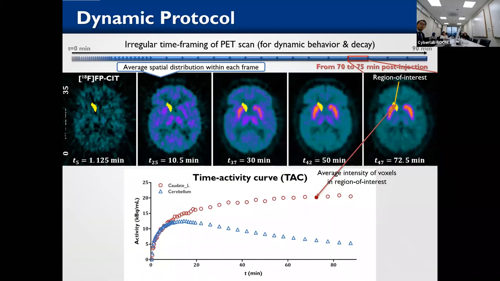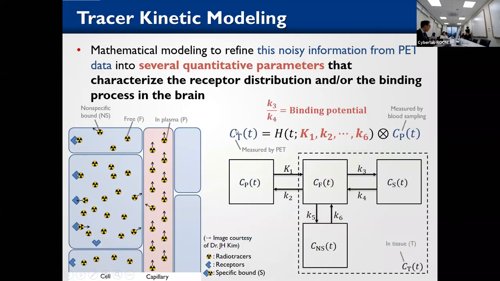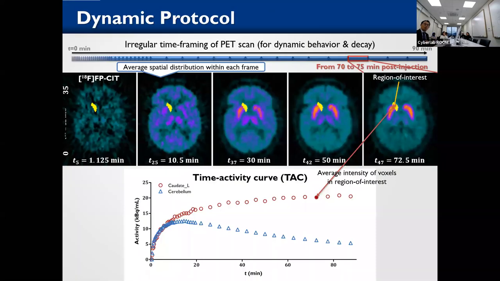So the main idea is if we can follow the dynamics of the curves, we can separate the different states of tracers, or we can estimate or imagine what happens. I will explain this part later. So tracer kinetic modeling is basically mathematical modeling that reduces the PET data, this kind of dynamic activity curve, to a small number of parameters. These parameters characterize the fate of the tracers.